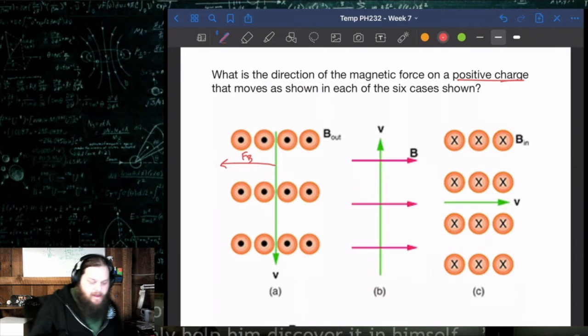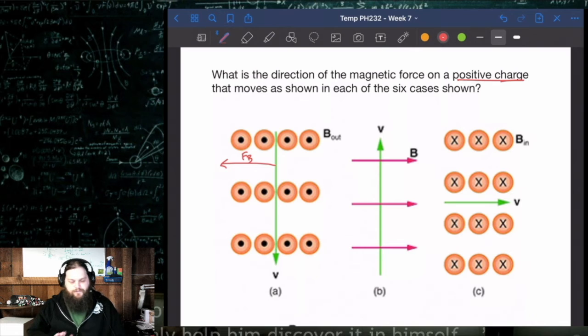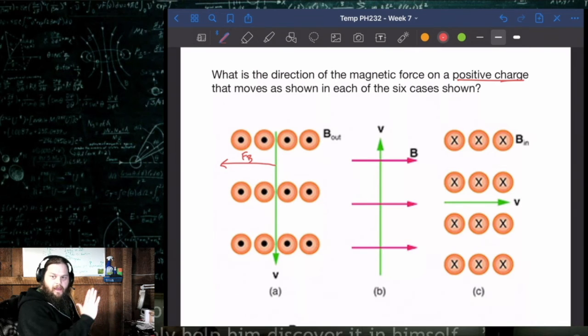So that's part A. For part B, we have, again, our hand going straight up, but now I need to curl, so I'm going to turn my hand this way. My hand's still going straight up, my thumb is pointing in towards the screen, and I'm going to curl my fingers towards the direction of the magnetic field. My thumb is going to be pointing into the screen.